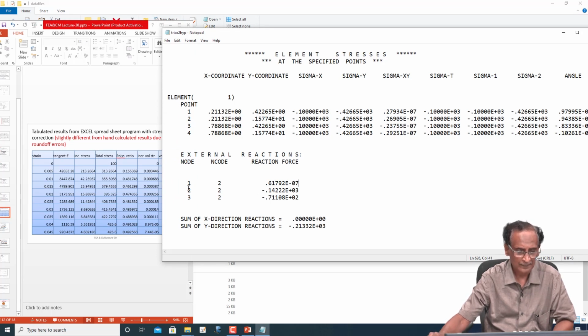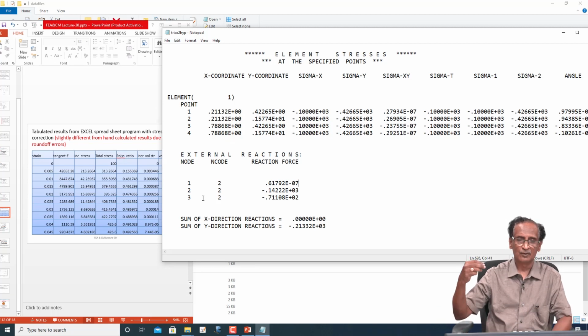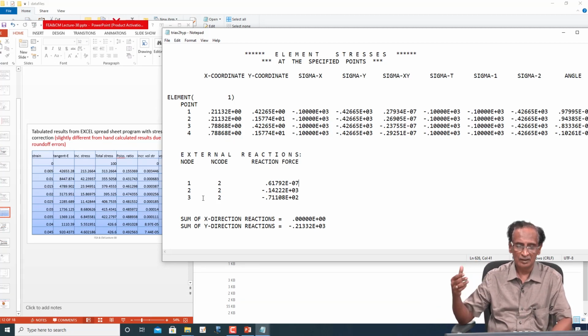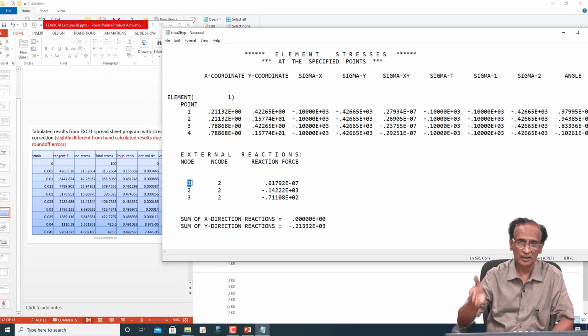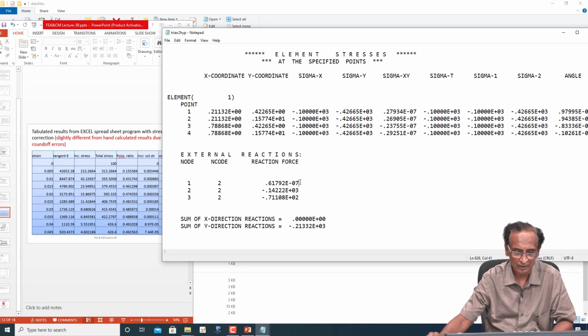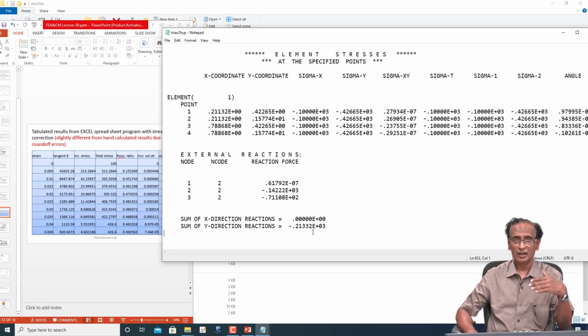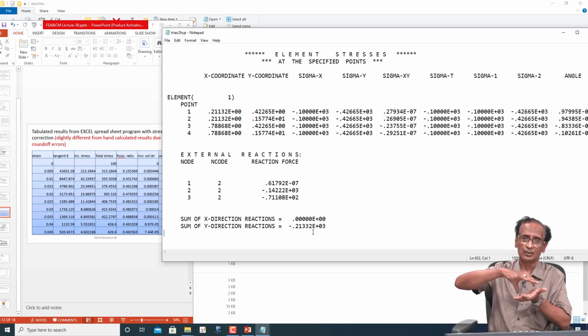So, at each of these nodes, at nodes 1, 2, 3, equal vertical displacement was applied, and then the reaction force is developed, and node 1 is corresponding to the symmetry axis. So, there is no reaction force, that is 10 to the power of minus 7. Then at node 2 and node 3 there are some reaction forces, and the sum total of the reaction forces is 213.32, and this is corresponding to a unit radian.